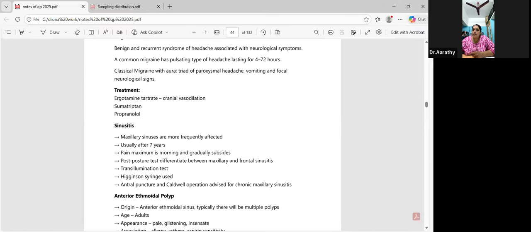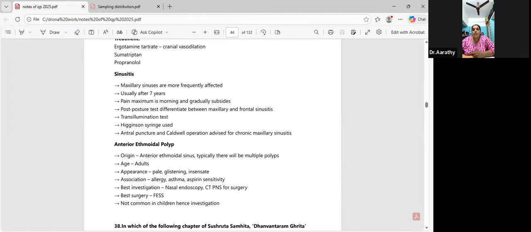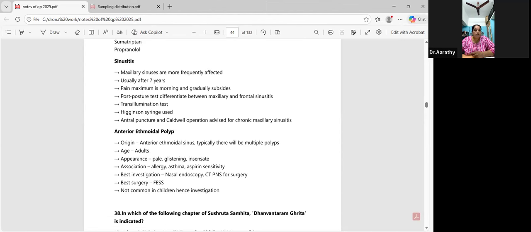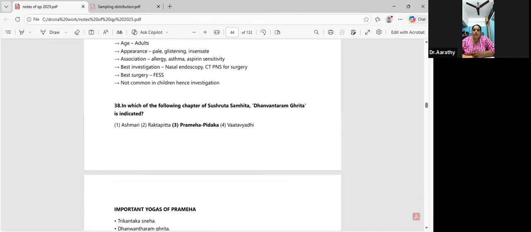The usual treatment of migraine is done with propranolol, sumatriptan, ergotamine tartrate, etc., where it provides cranial vasodilation. And the differential diagnosis can be sinusitis. You can differentiate it from sinusitis pain. Even sinusitis can be a differential diagnosis for anterior ethmoidal polyp also. Okay, so read about those conditions. Since they have been asked, you can have a small idea about those conditions.